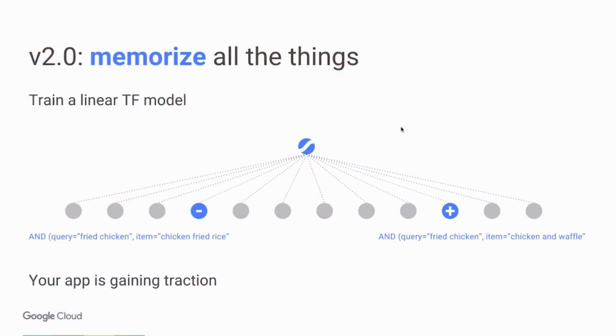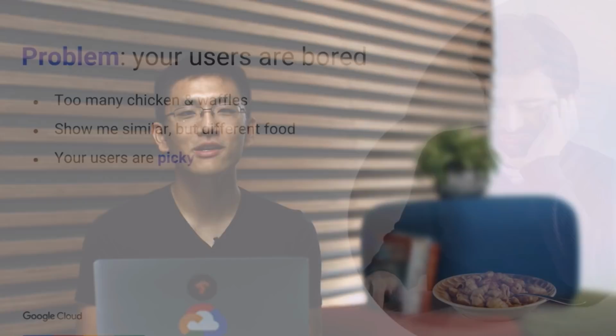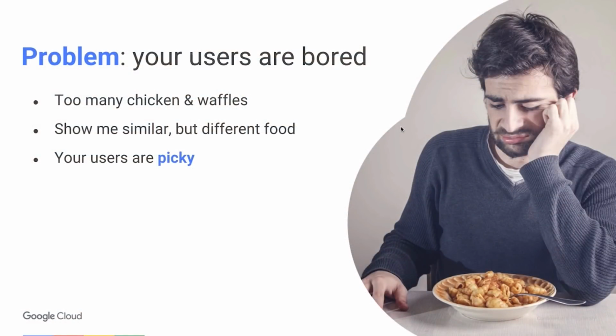So how can we fix this? Well, you see the feedback in your reviews on the App Store, and you say, it's OK. I'm going to reach into my machine learning toolbox and pull out linear regression. We're going to basically fit a line and memorize our users' preferences. So we train a linear TensorFlow model, deploy that, and your app starts getting traction. It's doing well. The problem, though, is that now we're seeing a different kind of review. People are saying they're getting bored. Every time they ask for fried chicken, they get chicken and waffles. Every single time.